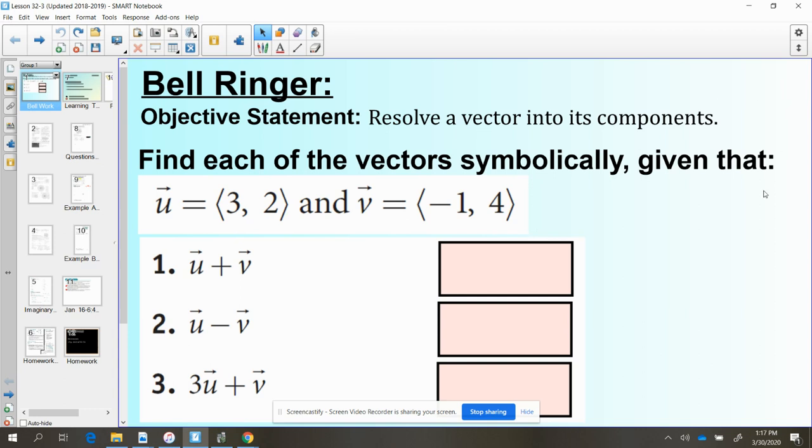Hi everybody. Today we're going to talk about resolving a vector into its components.